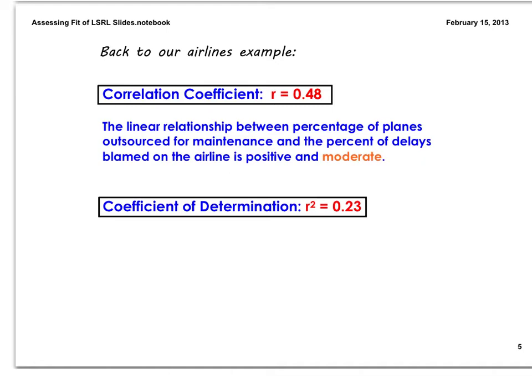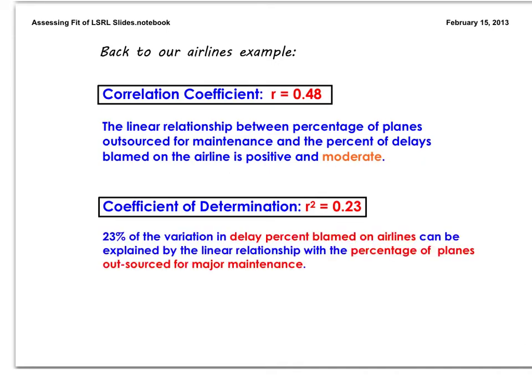I've highlighted the word moderate here. Ideally, we'd have a really strong relationship. Next, we have the coefficient of determination. If we square R, we literally get R squared, and that number is 0.23.